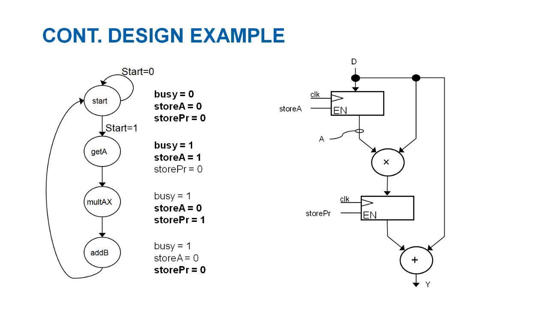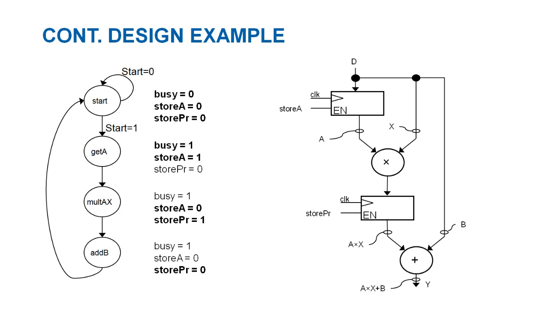So when store A comes in as high, it means that the input data is A and it should be stored into a register. At the next clock cycle, the input data will be X and it should be multiplied. When the results are available, then immediately we get the store product, which means that this result should be stored in a register, and upon the next clock cycle the input signal will be B, and here we can directly add and then we get the result.